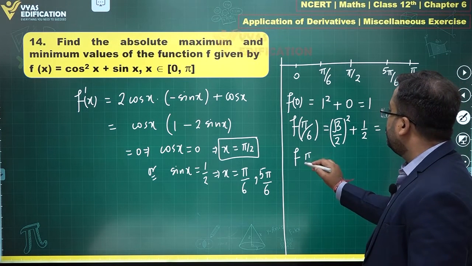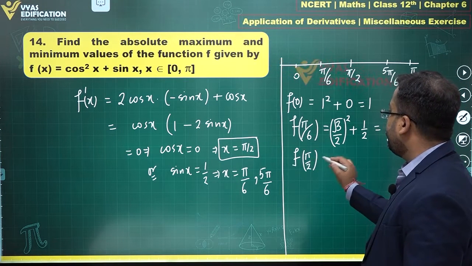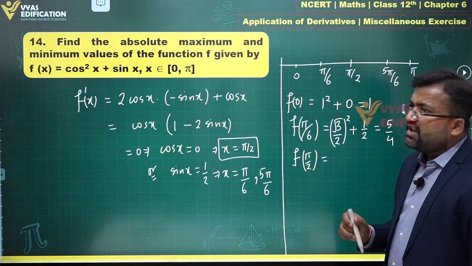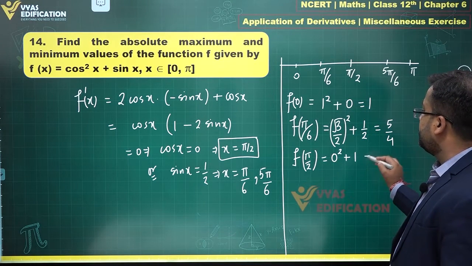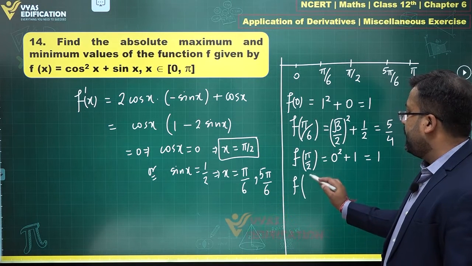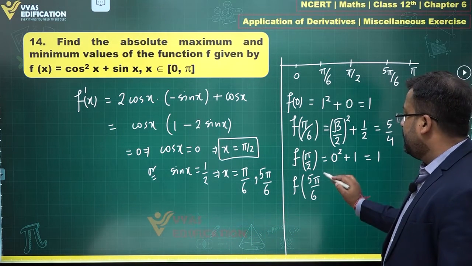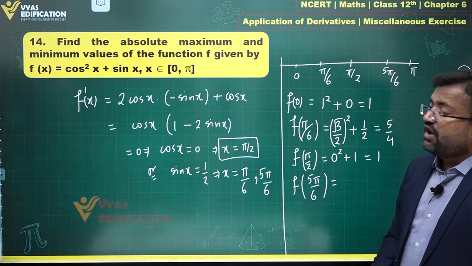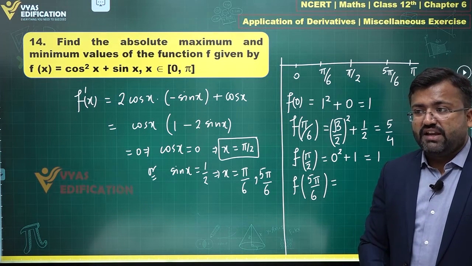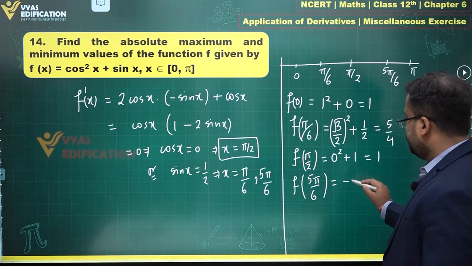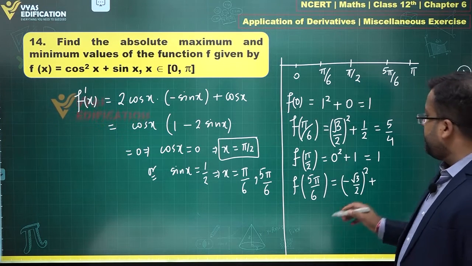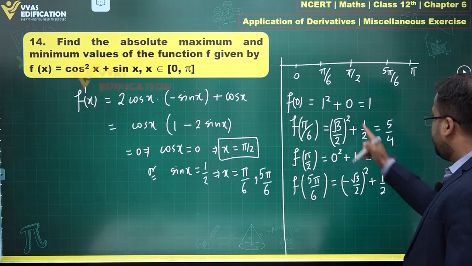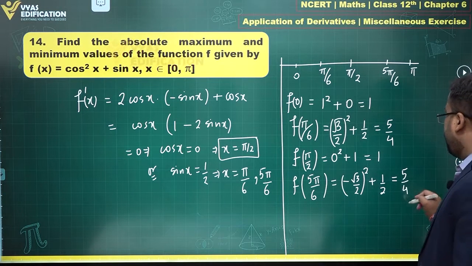This is what you'll get. F of pi by 2, what is that equal to? So f of pi by 2 is equal to cos pi by 2, which is 0, this is 0 square plus sin pi by 2, which is 1. This is overall 1. What about f of 5 pi by 6? Cos of 5 pi by 6 is minus root 3 by 2, but you have a square, plus sin 5 pi by 6 is 1 by 2, and this again becomes 5 by 4 over here.